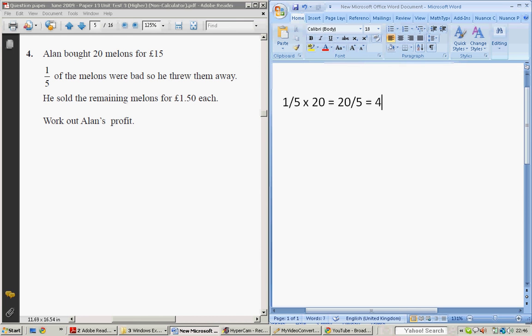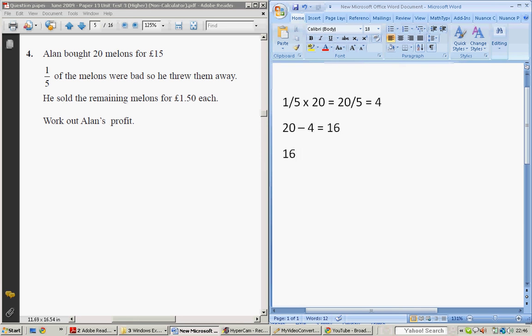Alan threw 1/5 away, so he threw 4 away from 20. So 20 minus 4, he was left with 16 melons. And he sold the remaining melons, so he sold those 16 melons for £1.50 each. Work out Alan's profit. Well, we just do 16 times £1.50.